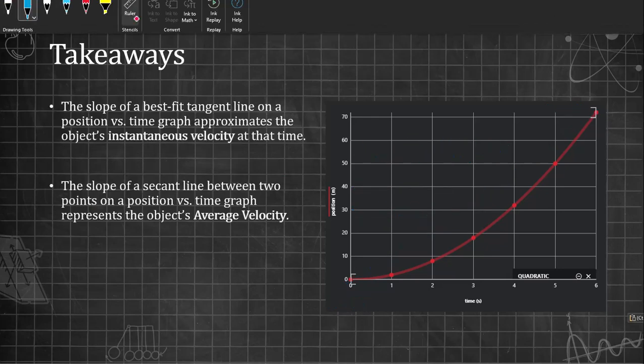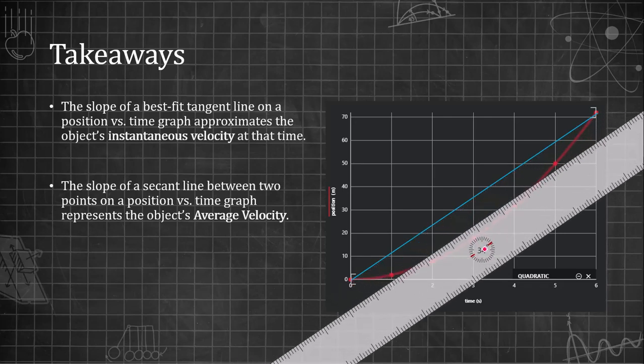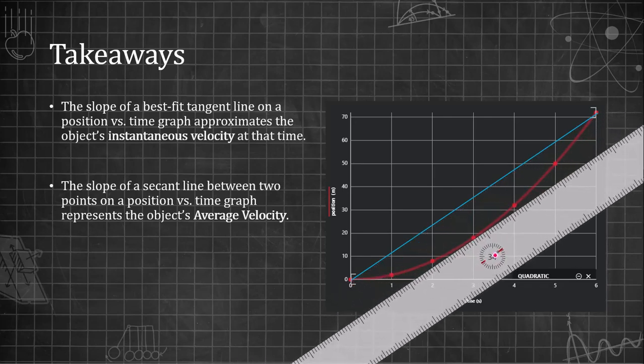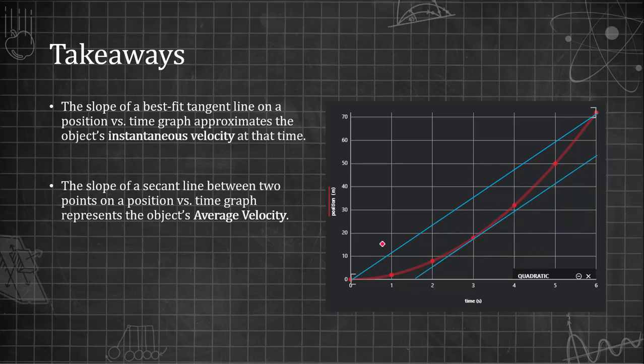So to recap and to go over some takeaways, if we use best fit tangent lines on curved graphs, those lines approximate the instantaneous slope at that point in time. For a position time graph, the best fit tangent line is going to tell us the instantaneous velocity at that time. And remember, it is an approximation. If we take a secant line between 2 points on a position time graph, that's going to tell us the average slope of the graph between those 2 points. So for position time graphs, it tells us the average velocity between those 2 points.